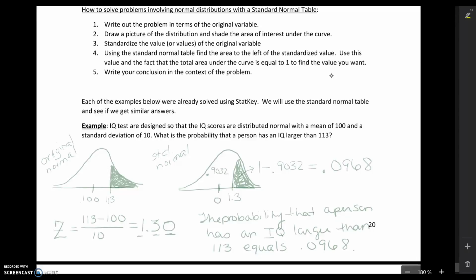Now take a moment and go back and look at this same example when we used the online applet. When we used the online applet, we found that this probability was equal to 0.097, which, if we round this, is the exact same value. So we could use the table, or we could use the applet and find the exact same value. So let's do another example.